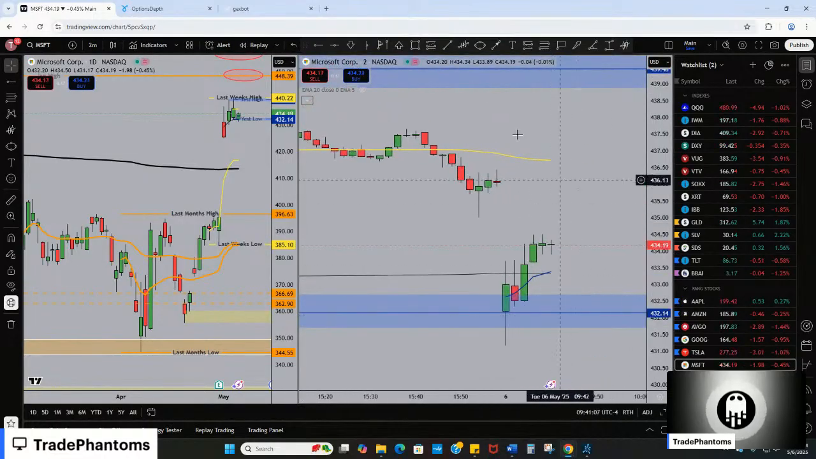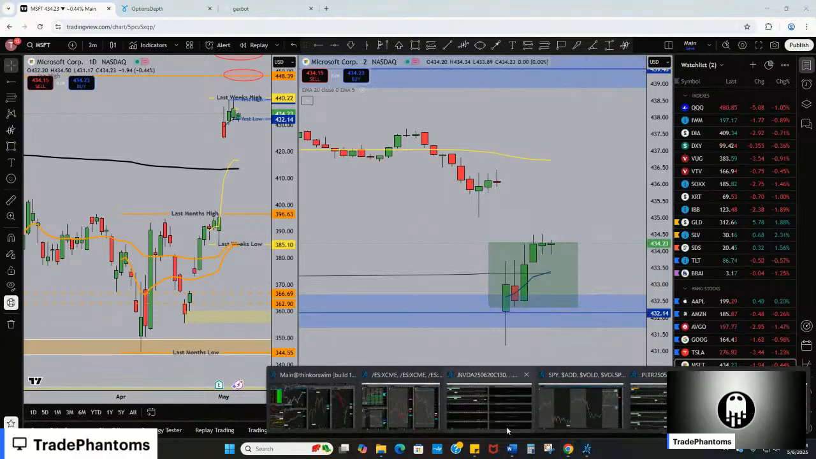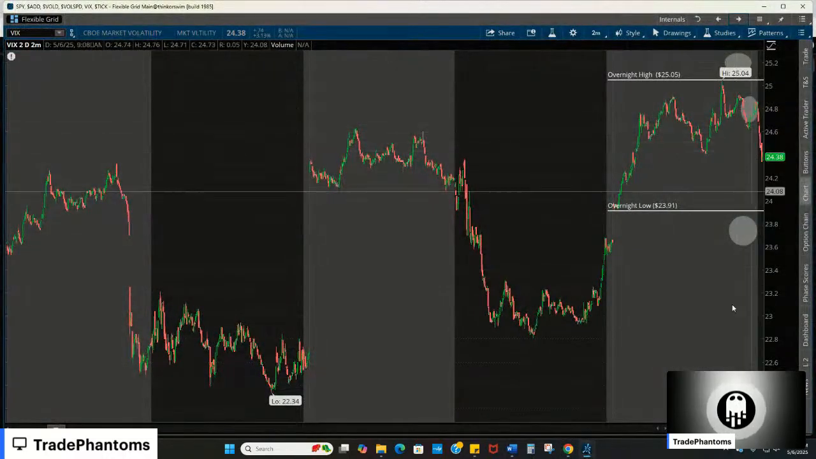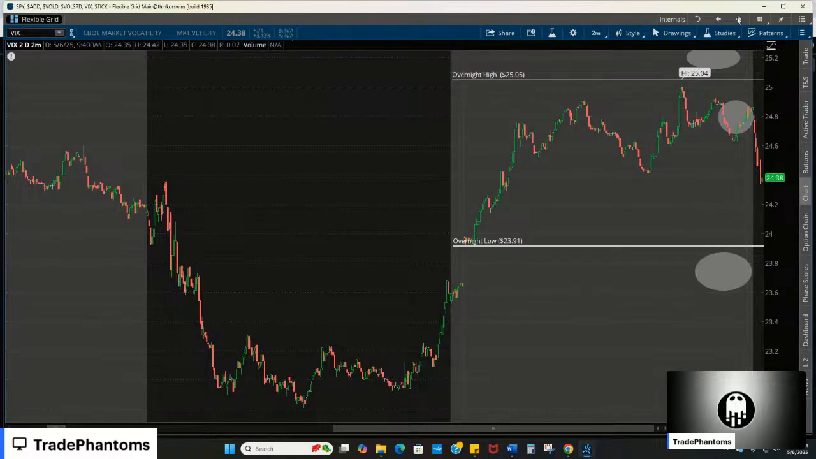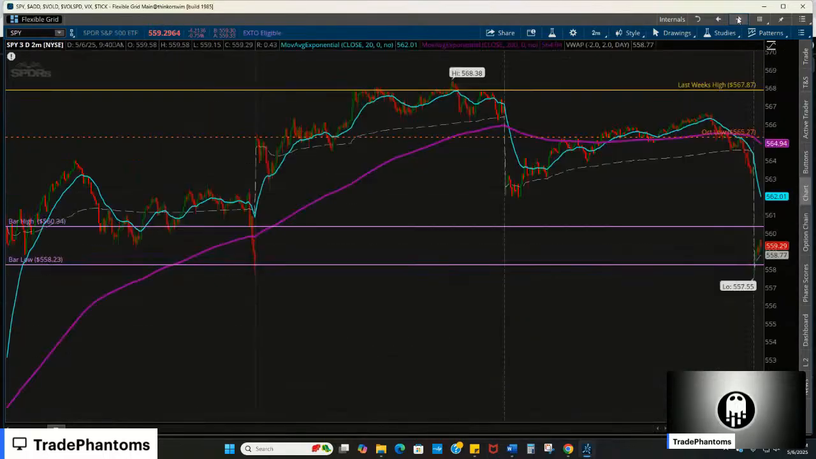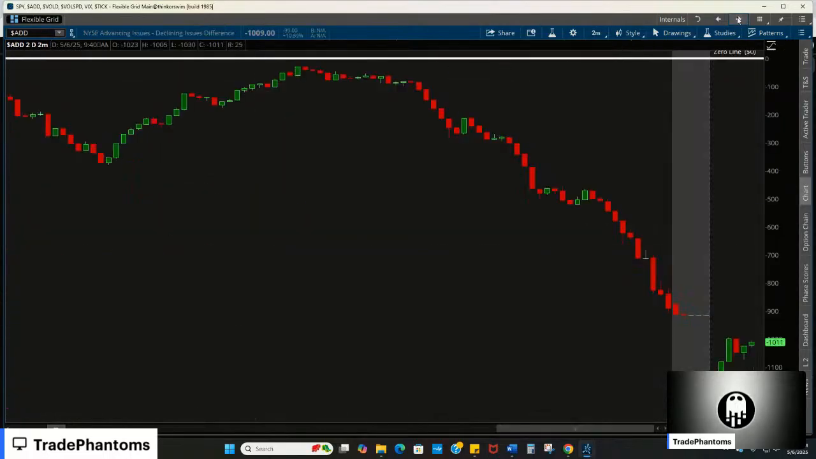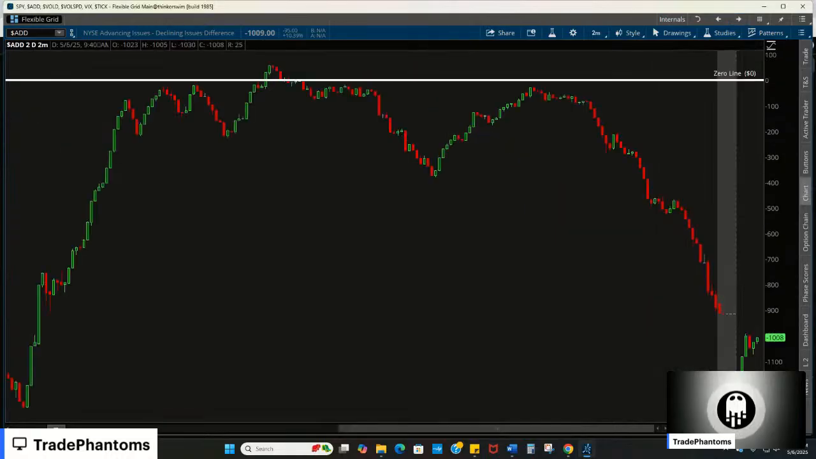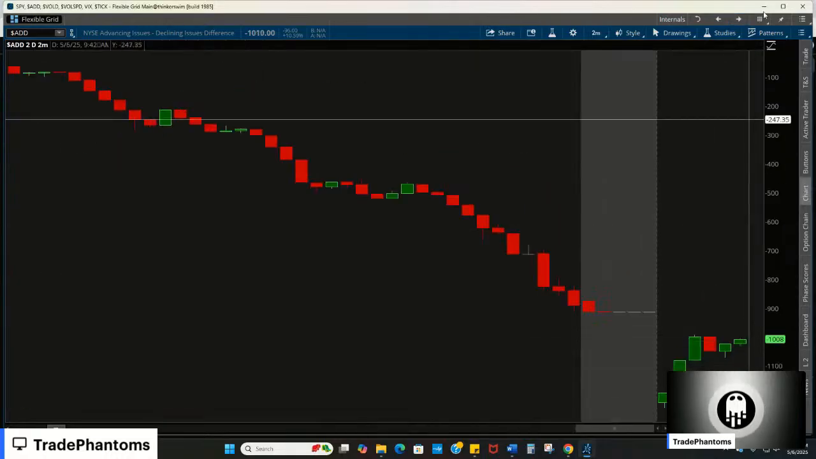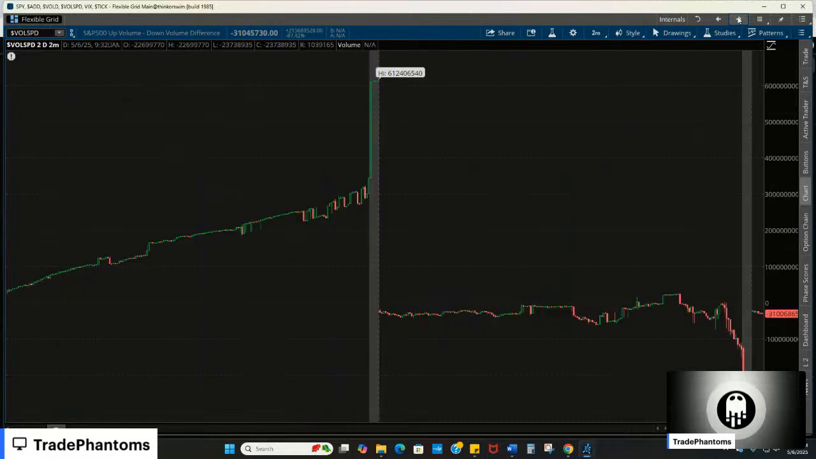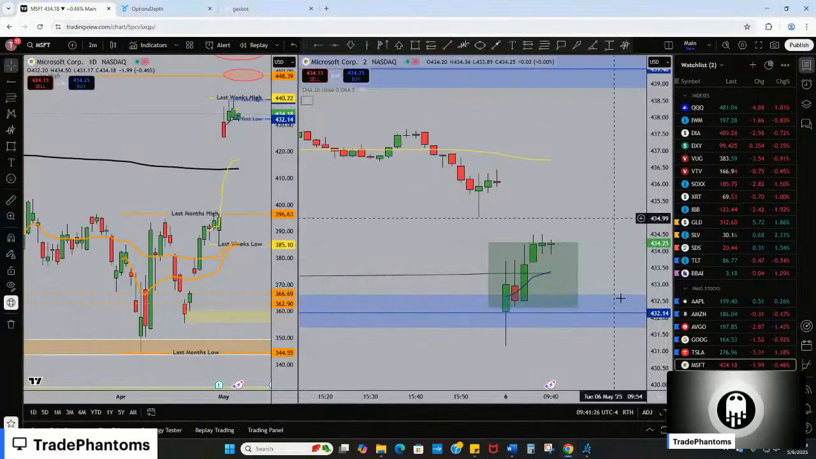Just got to watch out. Opening day's range could be a bit of a trap, so just be patient with that. VIX off highs. You want to see advance decline continue to push higher. A lot of things gapped down. Again, the question is going to be, are we going to gap down, fade higher?